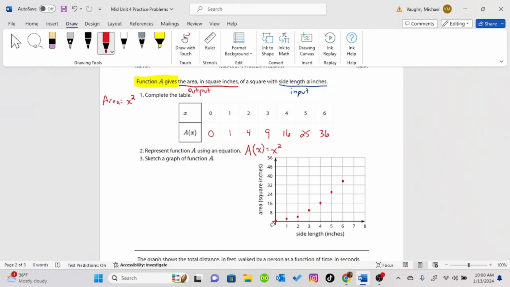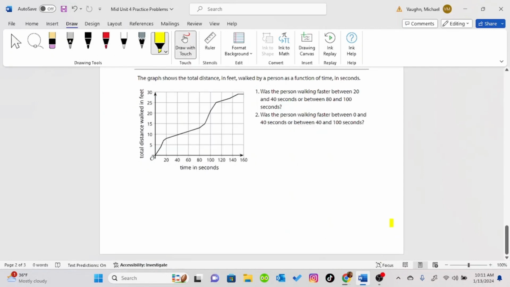In context, we can have side lengths that are partial inches, and we can have areas that are partial squared inches. So we can connect our points and then draw our line that continues to go up as this square continues to get larger and larger.